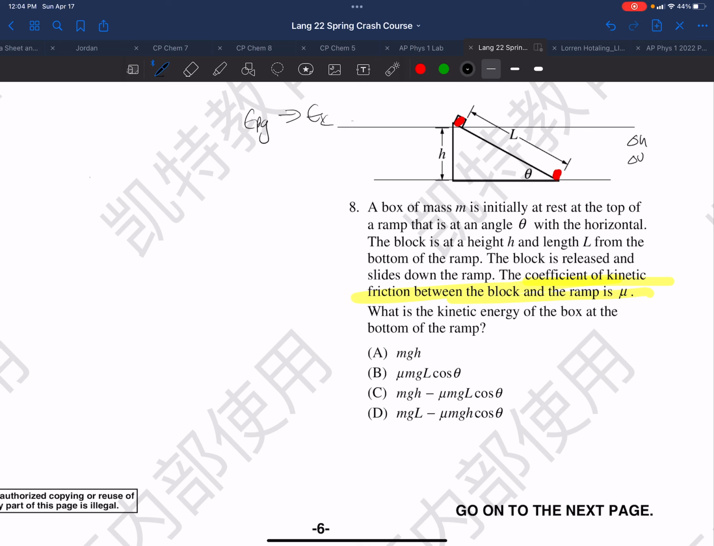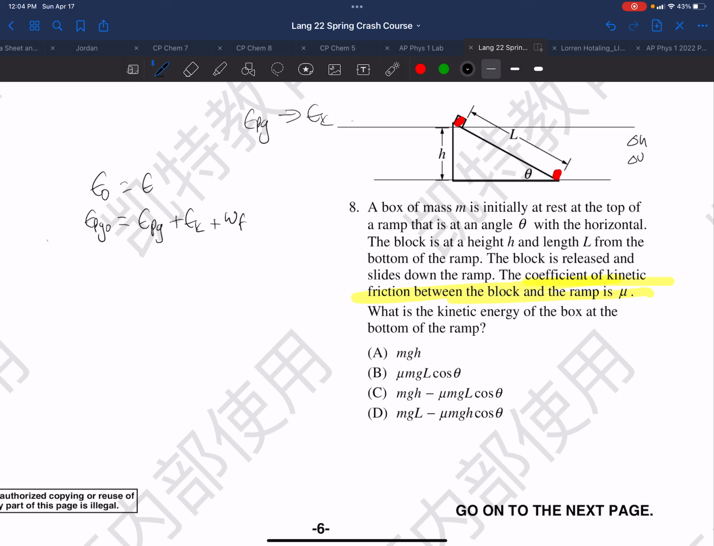What we know is the total energy of a system, because of the law of conservation of energy, remains constant. So the initial energy of a system will equal the final energy of the system. And in the beginning, all we have is the gravitational potential energy. But afterward, as it's moving down the inclined plane, we have gravitational potential energy, and we have kinetic energy, and we have work done against friction.